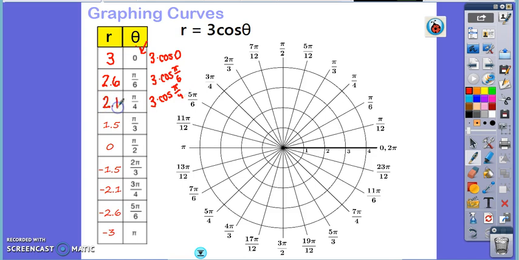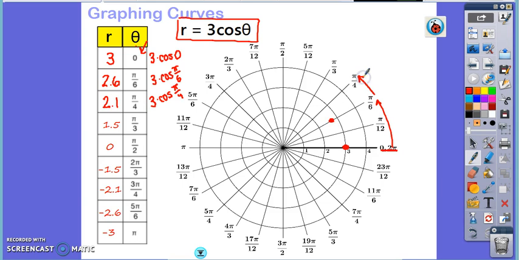2.1-ish. Okay, so we've made a table for that equation, yes? And now we're going to plot those points and see what kind of picture it makes. Is this exciting? So the very first point I'm graphing is the point 3, 0, which means I'm going to be over at 0 the angle, and I'm going to come out 3. The next point I'm going to be up at pi over 6, and I'm going to come out 2.6. And I just keep going around.